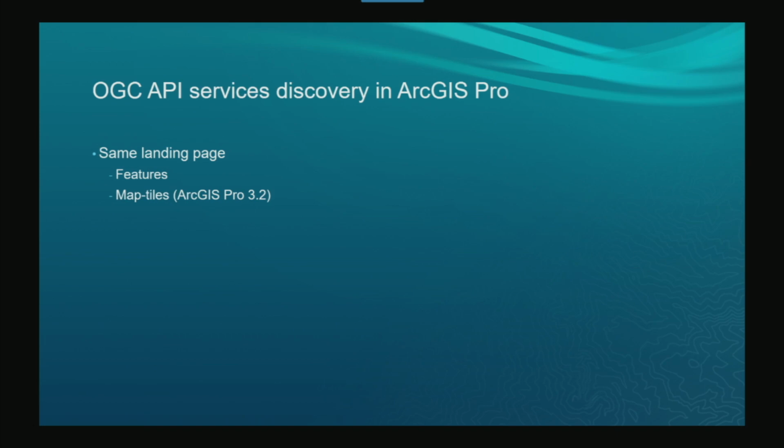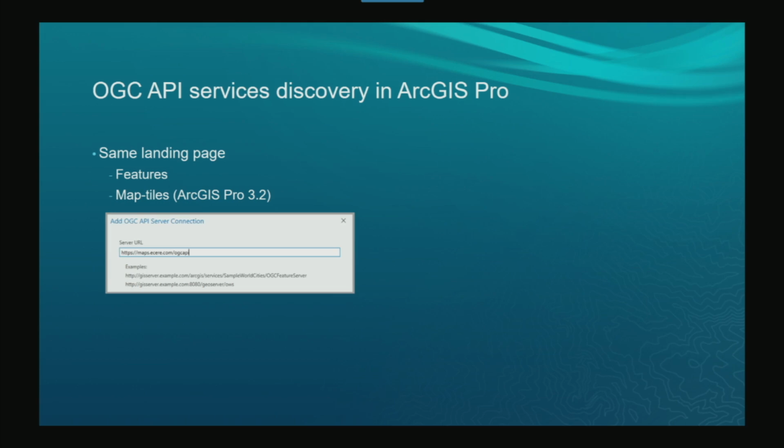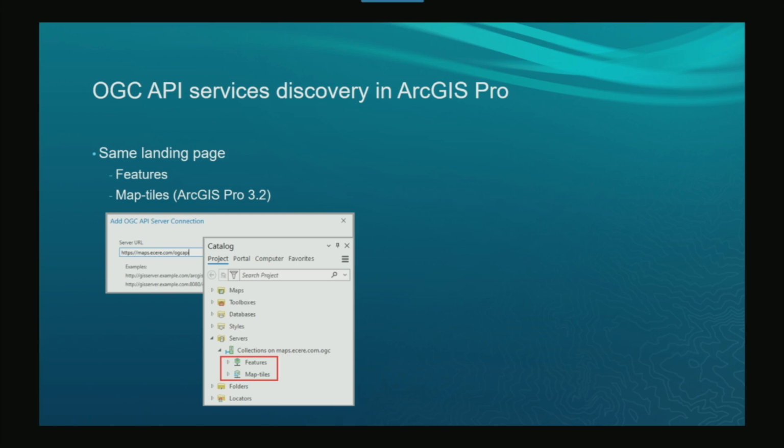In ArcGIS Pro 3.2, we recently added map tiles. So if we provide a landing page for a server, and that landing page supports both, on the conformance page you might see features and tiles. We automatically discover that, and you start by putting the root, as you can see over here. After that, automatically ArcGIS Pro will discover that we have feature-based and map tile-based services. You can drill down into each one of these and select the layer.